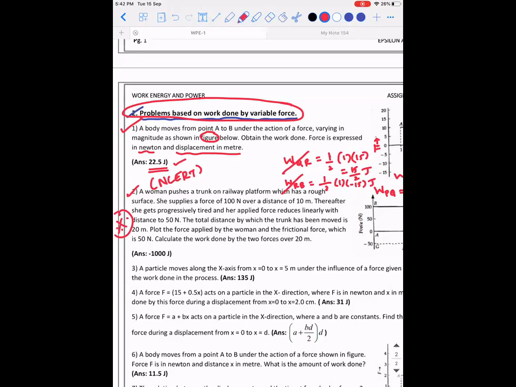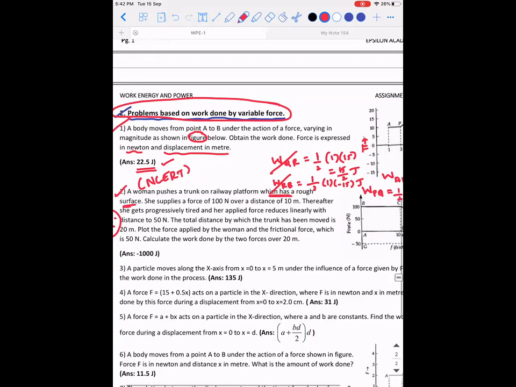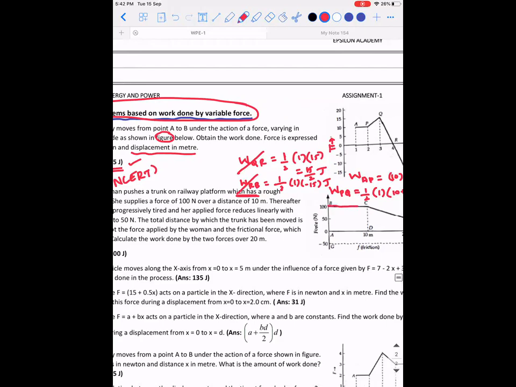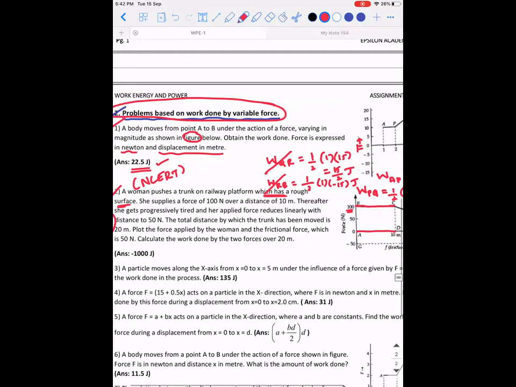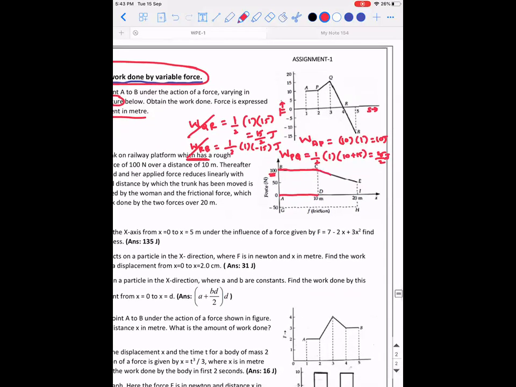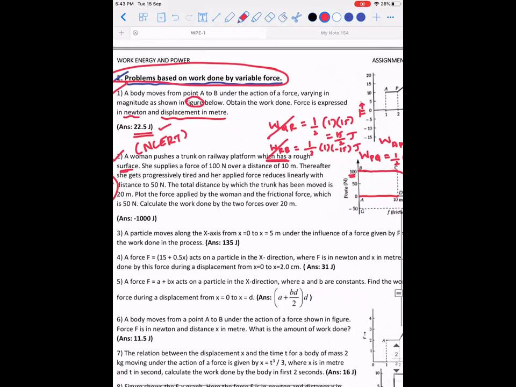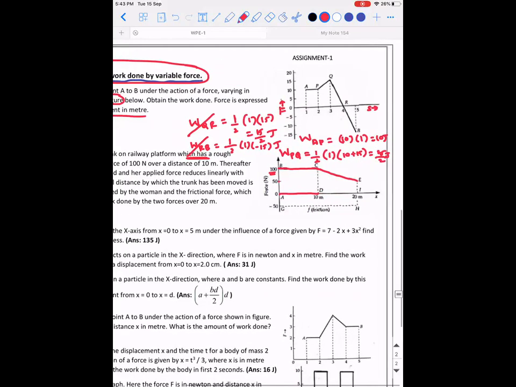So a woman pushes a trunk on a railway platform which has a rough surface. She supplies a force of 100 Newton over a distance of 10 meter. So there is a constant force of 100 Newton that is being applied for a distance of 10 meter. Thereafter, she gets progressively tired and her applied force reduces linearly with distance to 50 Newton. Means initially she applied 100 Newton, now she has dropped down to 50 Newton. That is what they're trying to say.